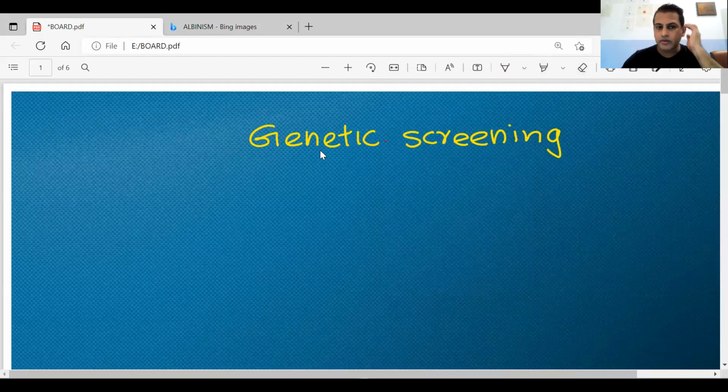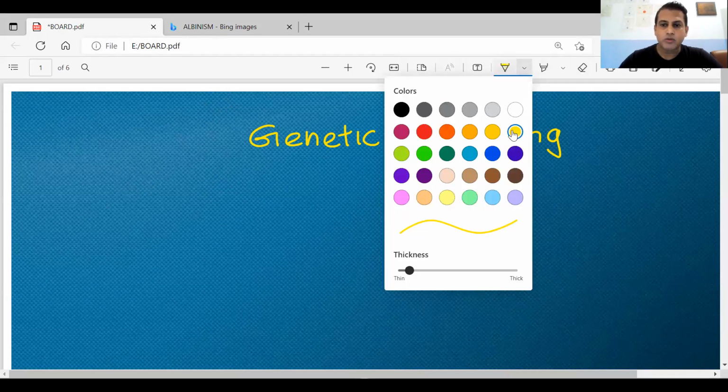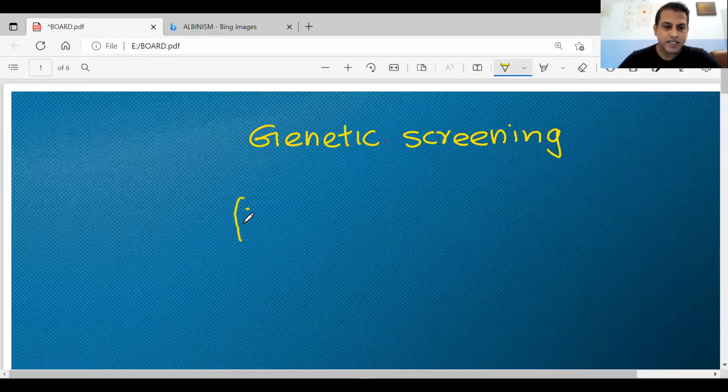Right. Today we are going to learn about genetic screening. Now, what is the meaning of genetic screening? If someone has a genetic defect, this defect is not visible from the outside, because if we look at a person's genes, the chromosome arrangement, they have homologous chromosomes, for example like this.